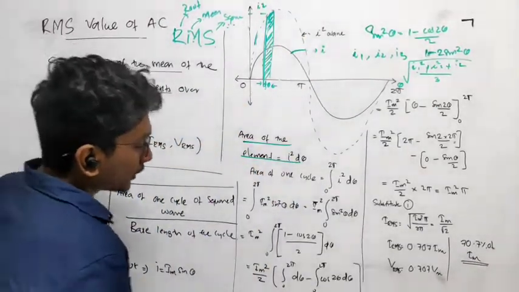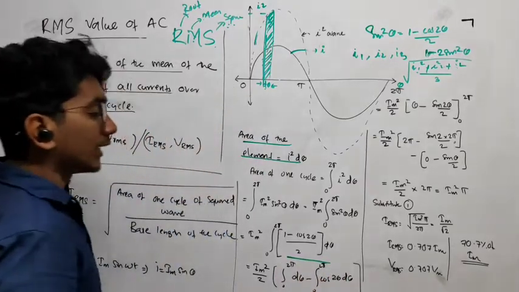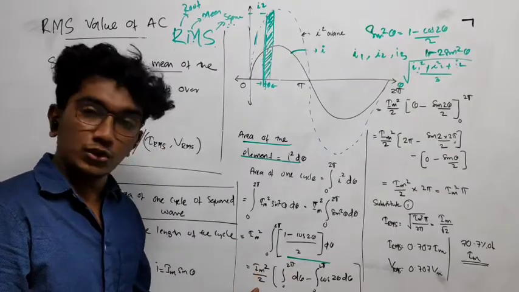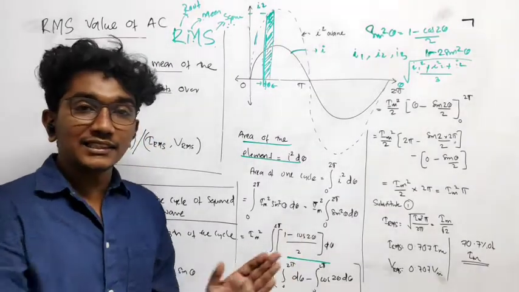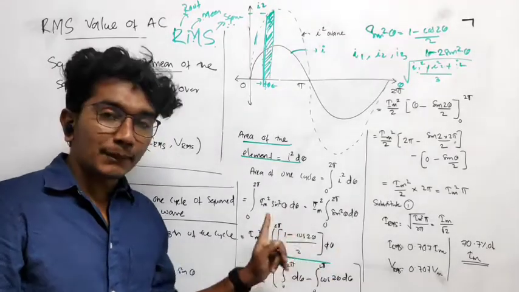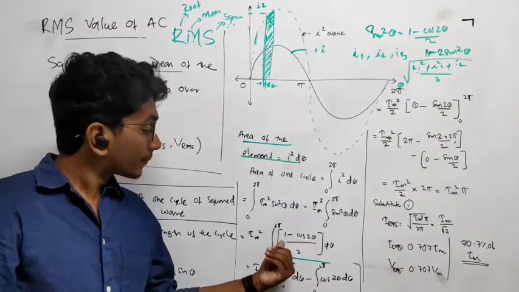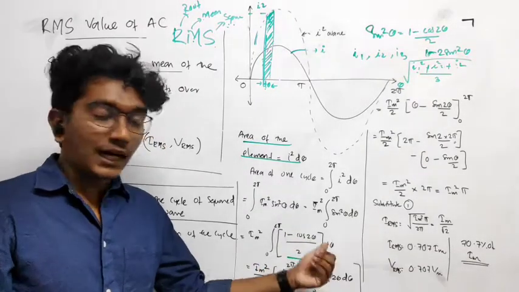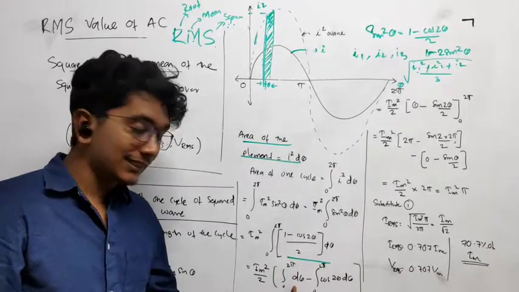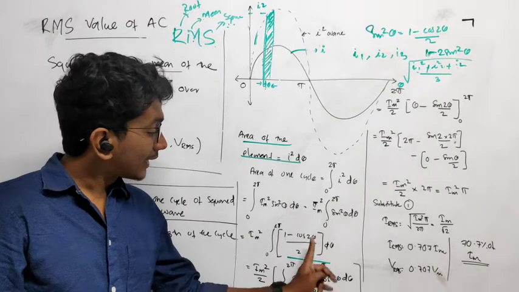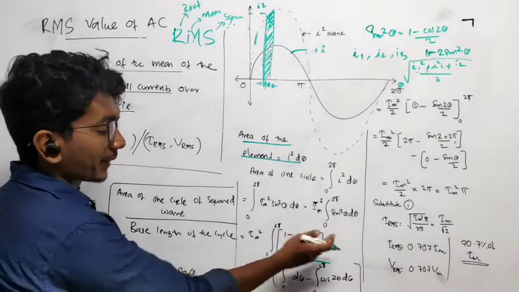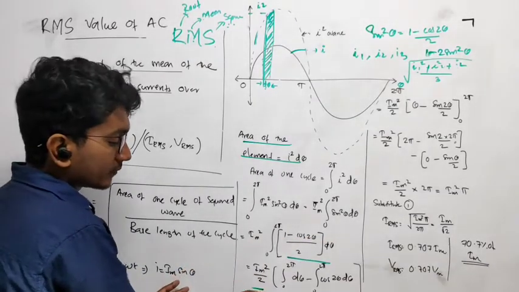Okay, so substitute the value here, 1 minus cos 2 theta by 2 into d theta, and you can take 2 outside, so it will be Im square divided by 2 into, make the integration separate, because it's a 1 minus. So integral 0 to 2 pi d theta minus integral 0 to 2 pi cos 2 theta d theta.